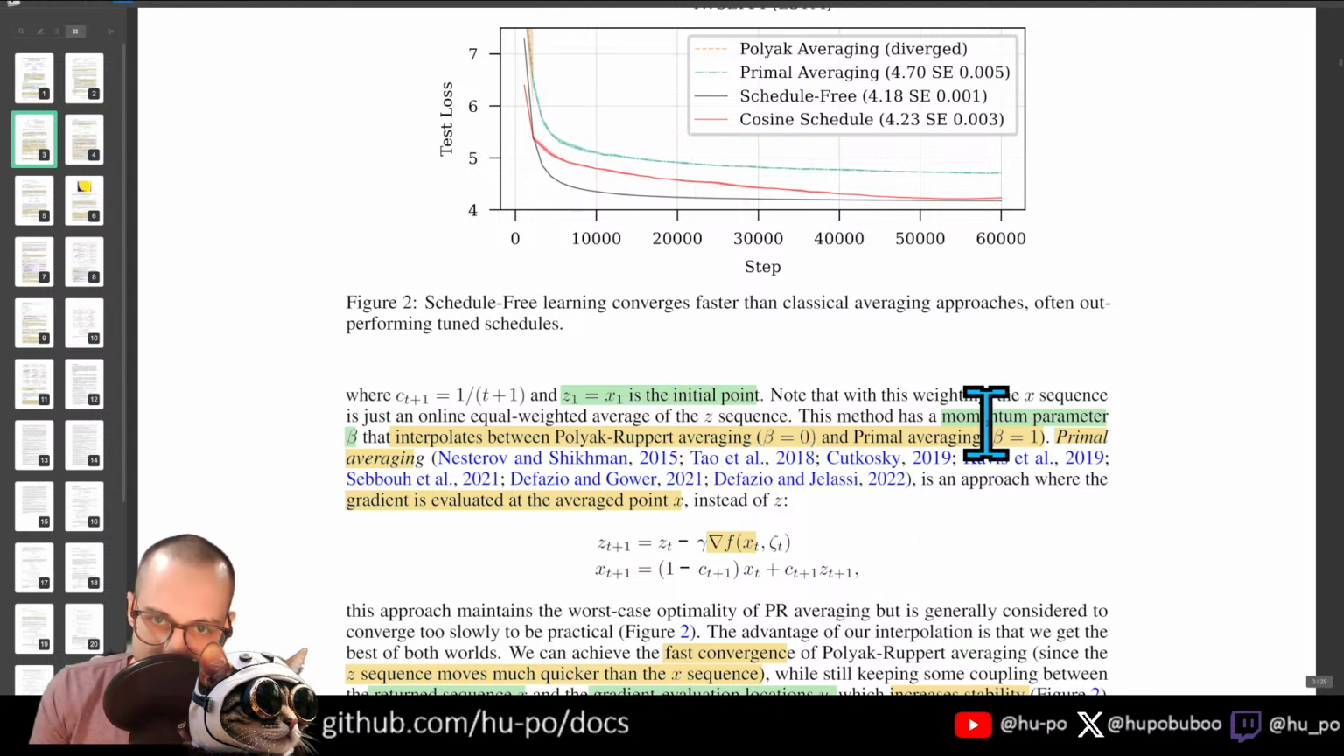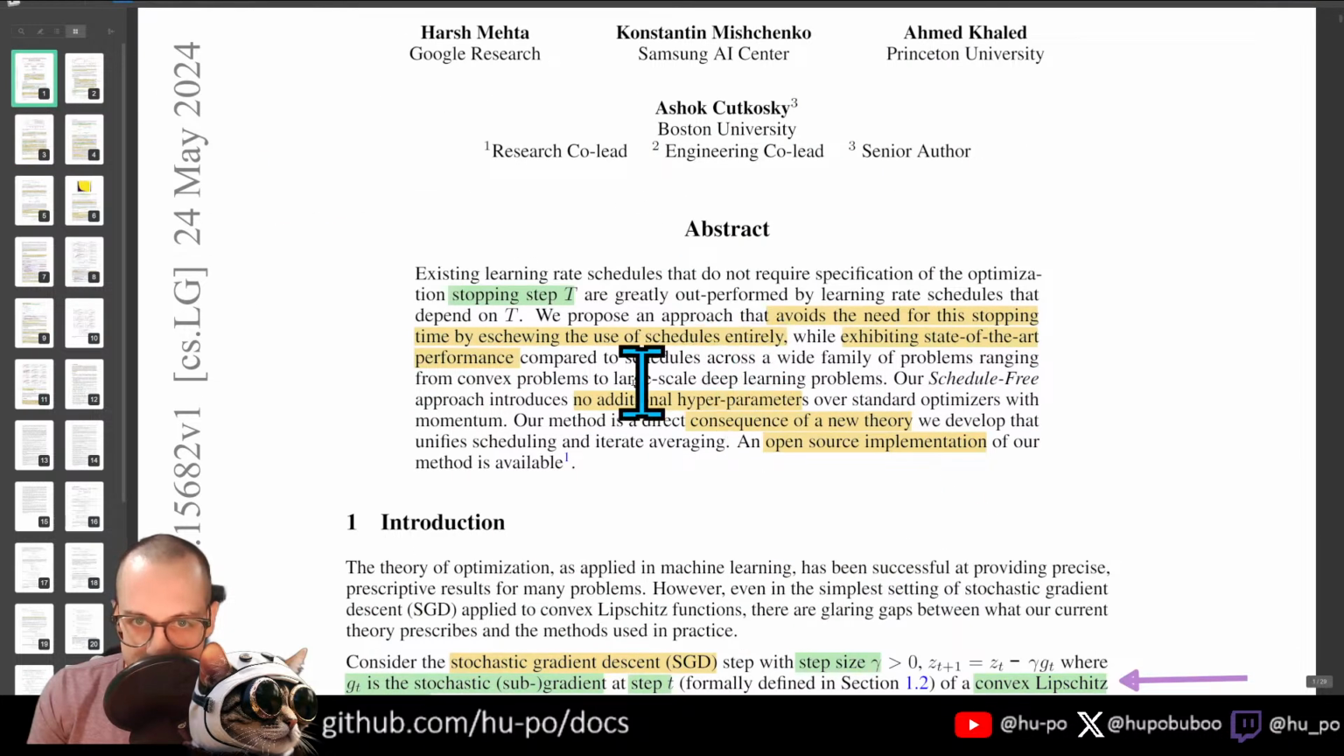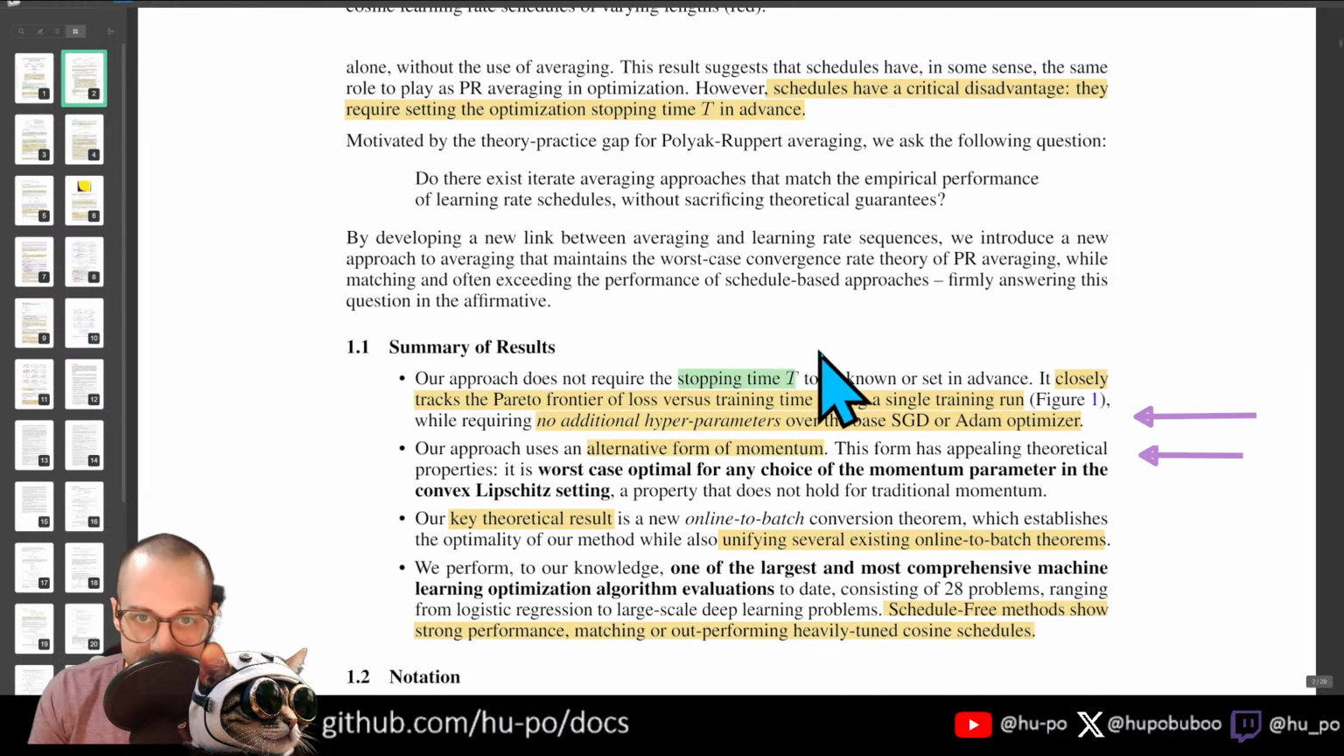This method has a momentum parameter beta that interpolates between Polyak-Ruppert averaging at 0 and primal averaging at beta equals 1. And this was a little bit of a letdown, but it's kind of what they're saying here, right? You see it at the beginning, they said no additional hyperparameters, and they repeat it again here. They say no additional hyperparameters. So there still is a hyperparameter, right?